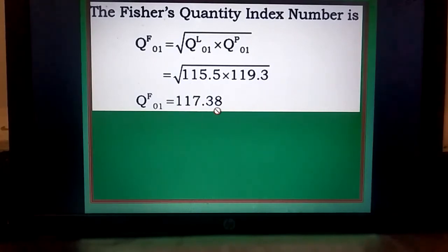117.38. This is nothing but a 17.38% increase in quantity of commodities consumed in current year as compared to base year based on Fisher's quantity index number. This is how the interpretation or the conclusion has to be written at the end.